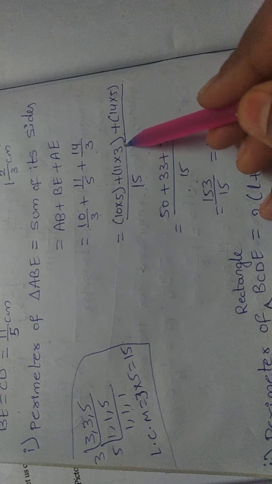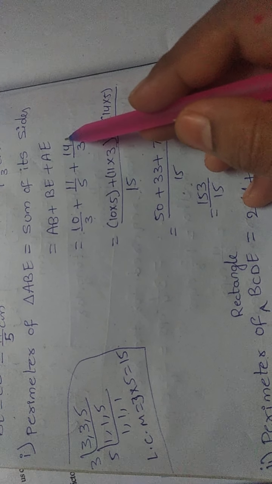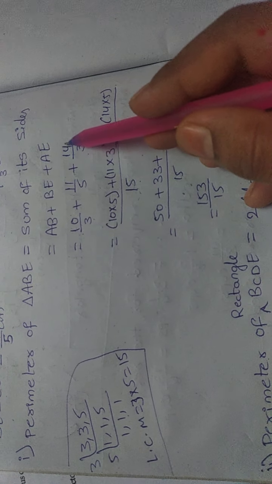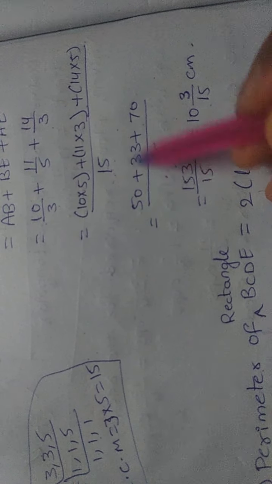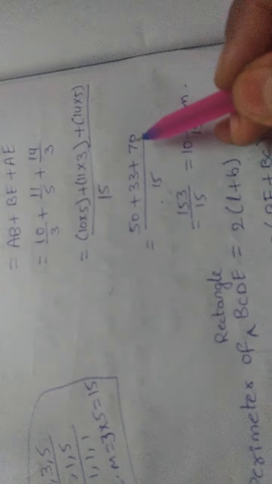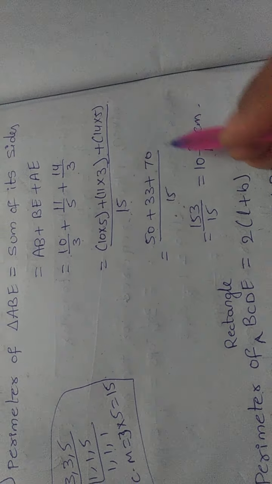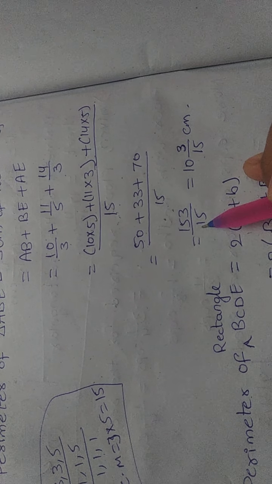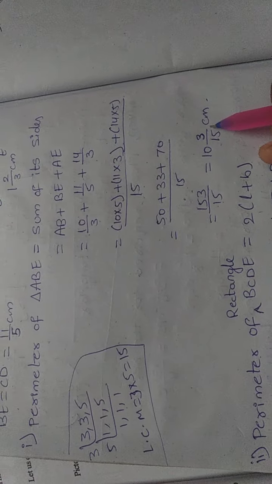Okay? So 11 into 3 plus, here 3 5s are 15, we should multiply with 5, so numerator also multiply with 5, 14 into 5. Next 10 5s are 50 plus 11 3s are 33 plus 14 5s are 70 divided by 15. Add the numerators, 153 it will come. 153 by 15. So again convert like this into a mixed fraction.